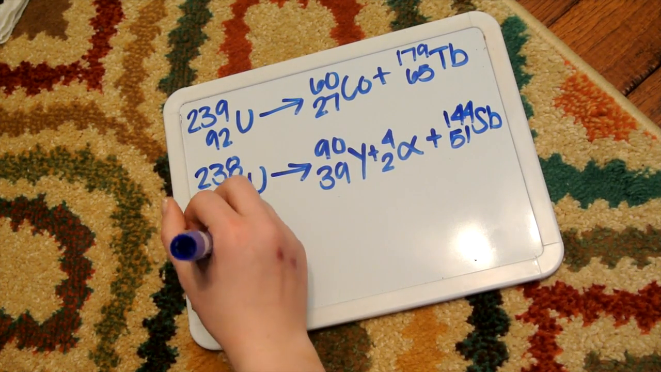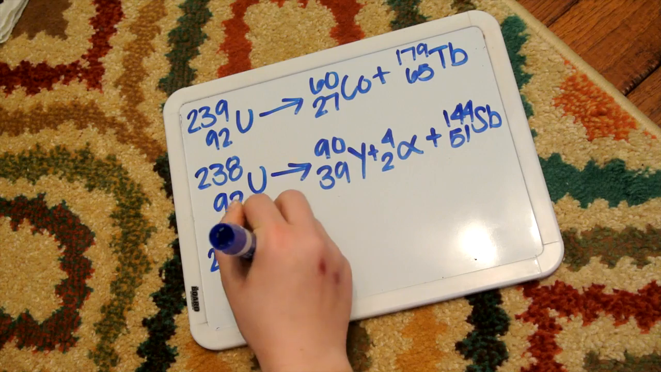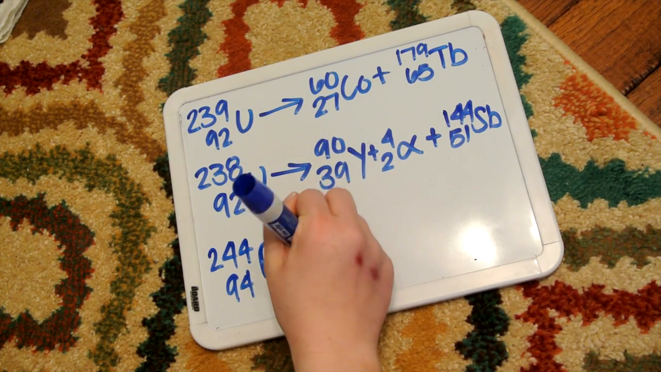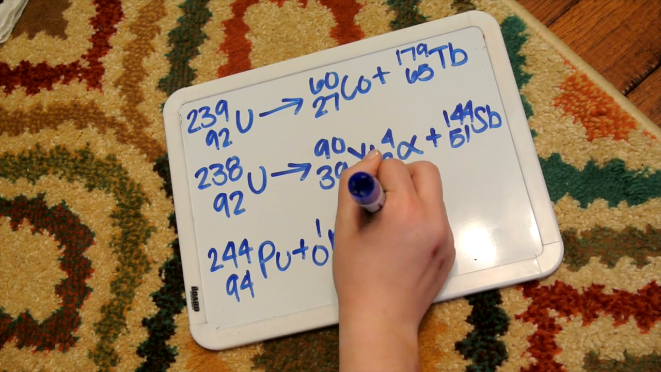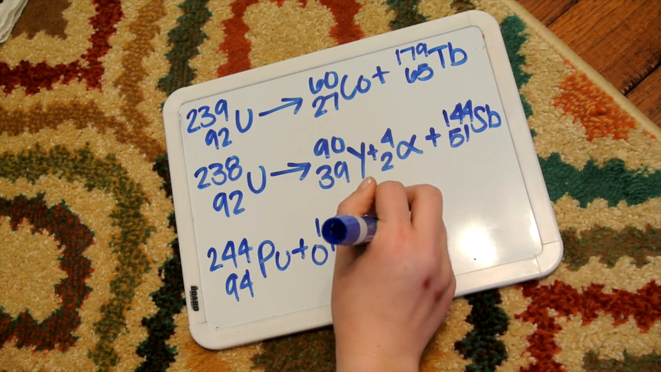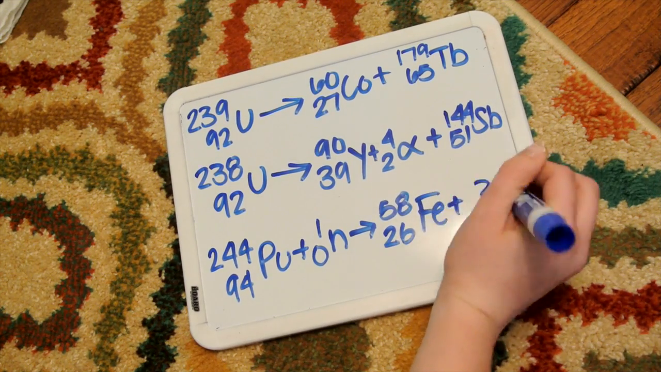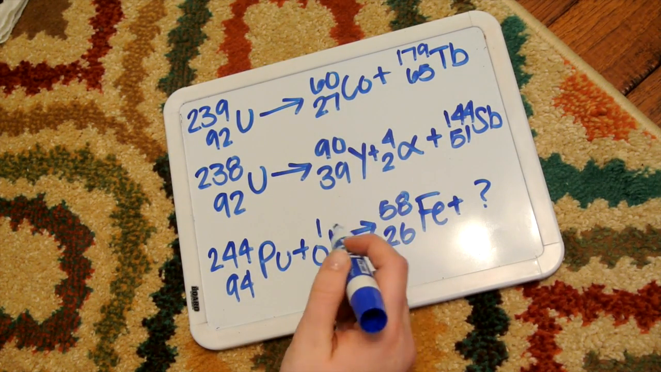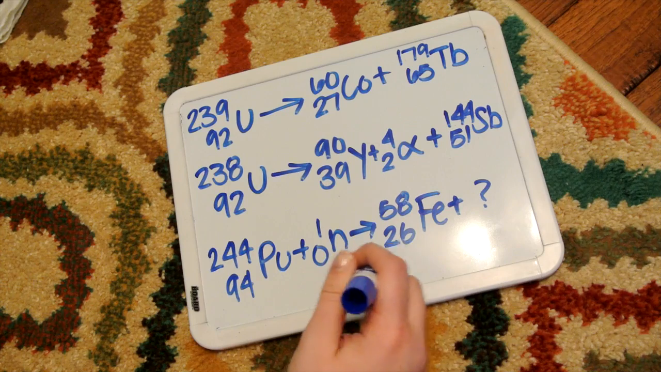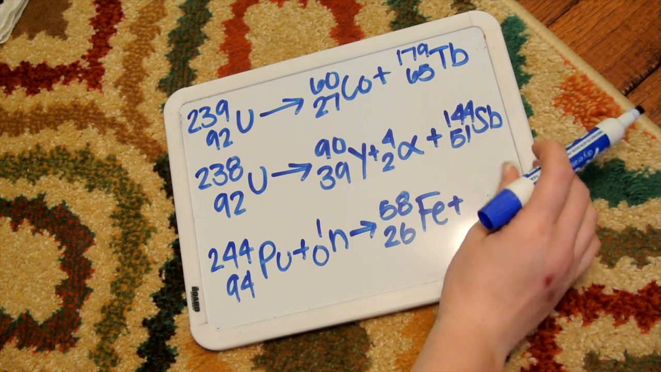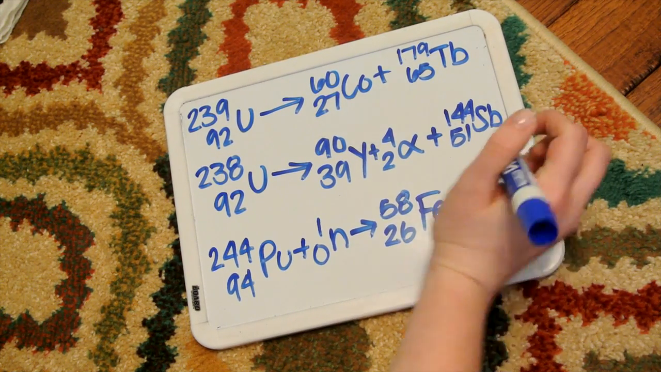Finally, let's start with a plutonium-244 atom and a neutron. Plutonium has an atomic number of 94 and a neutron has a mass number of 1. These two will yield iron-58 and an unknown something. This time we will add plutonium and the neutron and then find the difference with iron. 244 plus 1 minus 58 is 187. 94 plus 0 minus 26 is 68. So the new mass and atomic numbers are 187 and 68. On the periodic table, 68 goes with erbium.